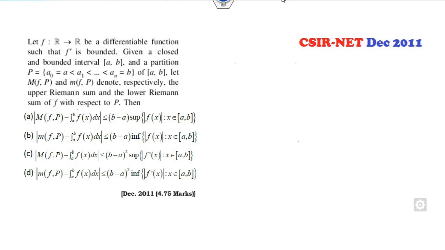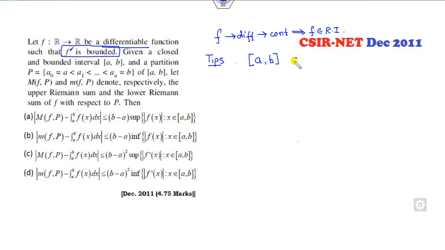Okay. F is my differentiable function. If F is differentiable, it means it's continuous. If it is continuous, it means F is my Riemann integrable, such that F dash is bounded. Consider a closed interval, this lower sum and upper sum. You can choose any interval a comma b. First of all, I can simply choose 0 and 7.